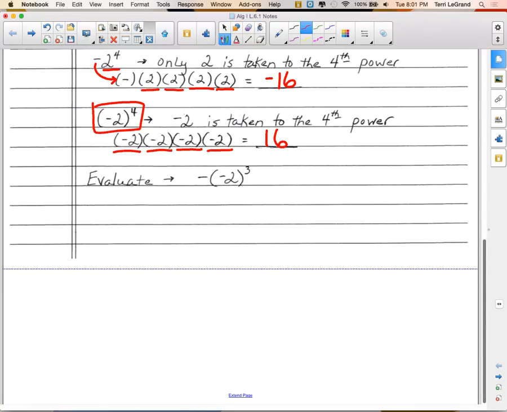So I want you to evaluate the one that I have written here: negative, in parentheses, negative 2 to the 3rd power. What does that really mean? Don't use your calculators. Go ahead and do it, and then I will do it in a bit. You don't want to be copying me. I'll give you a little bit of time.